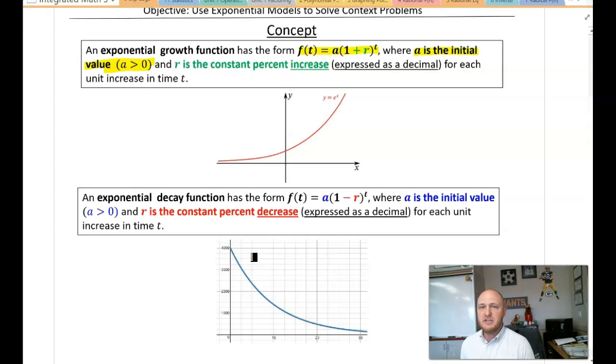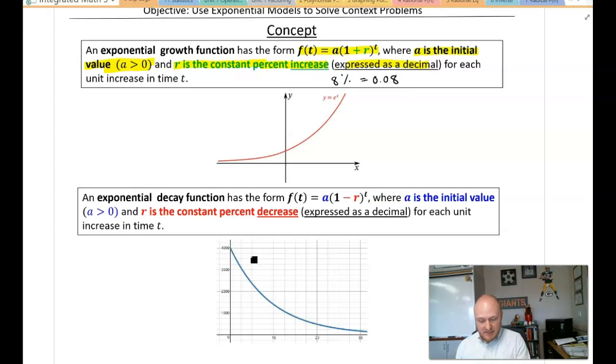Another application of this can be interest. If you're going to invest money, a would be the initial amount of money you put forth to invest. R is the constant percent increase, your growth rate. If you're talking about interest, it would be your interest return. So if you're getting an 8% return, you would add 0.08. It's expressed as a decimal, so 8% is 0.08. And t is time.